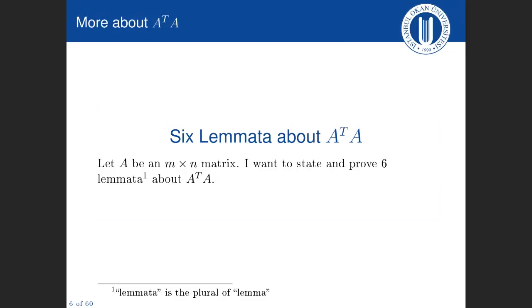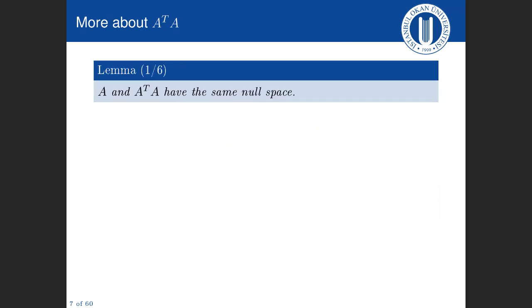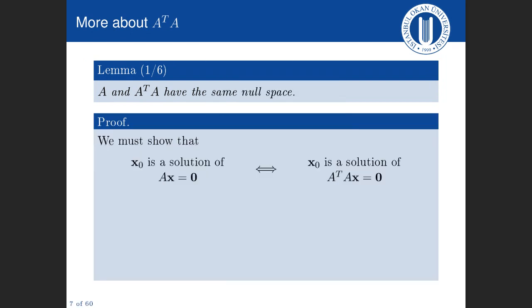Now I want to state and prove six lemmata about A transpose A. For the following six lemmata, A is going to be an M by N matrix. The first lemma says that A and A transpose A have the same null space. We need to show that the vector x0 is a solution of Ax equal to 0 if and only if this same vector x0 is a solution to A transpose Ax equal to 0.